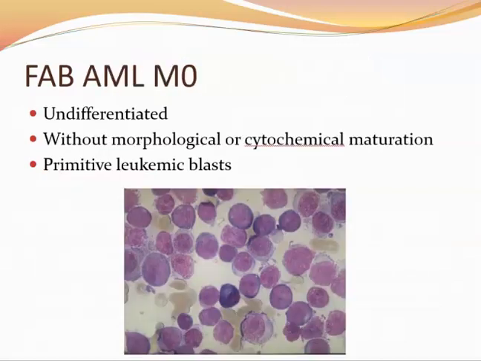So the first classification for the FAB system is FAB AML M0, and this is an undifferentiated classification, without morphological or cytochemical maturation. This is a primitive leukemic blast classification, and if you look at the image, you can see a lot of blasts in the patient sample given here.